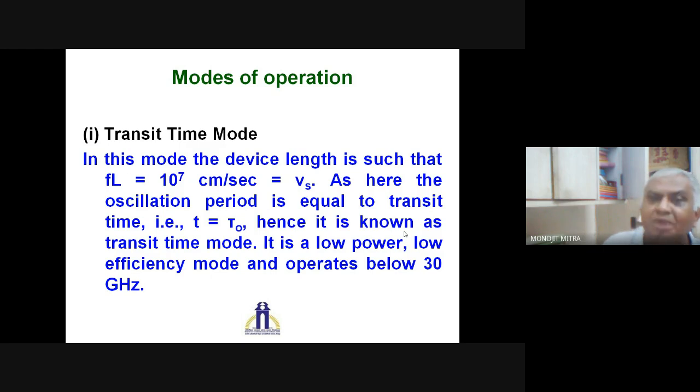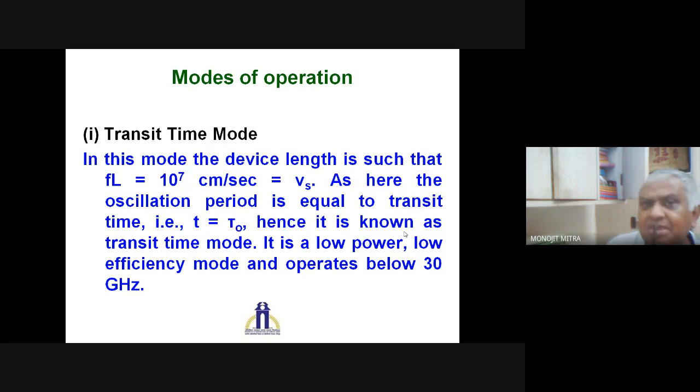But now, why is it called transit time mode? Because under this mode, electrons are moving or taking time to cross the active layer, which is equal to the transit time. So that's why it is called the transit time mode. Generally, it is a low power and low efficiency mode, and in this mode these are the reported values that I have written over here. The device can operate up to a frequency of 30 gigahertz.